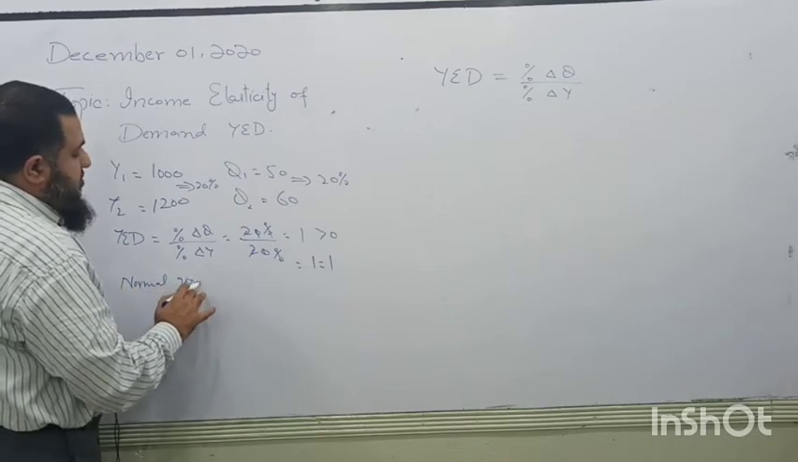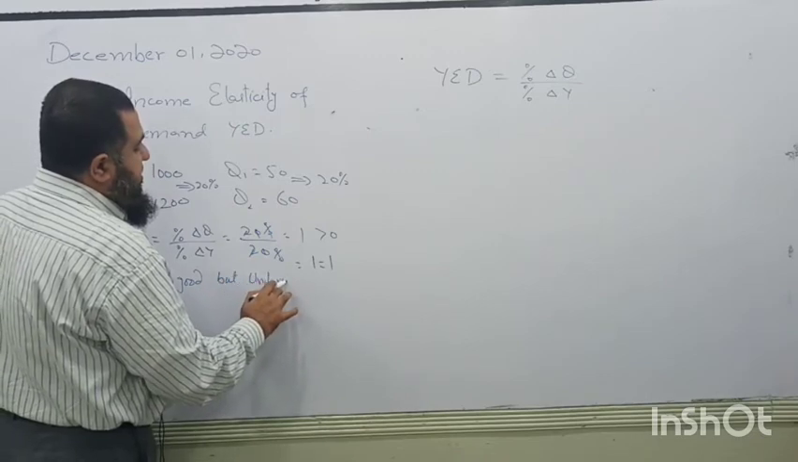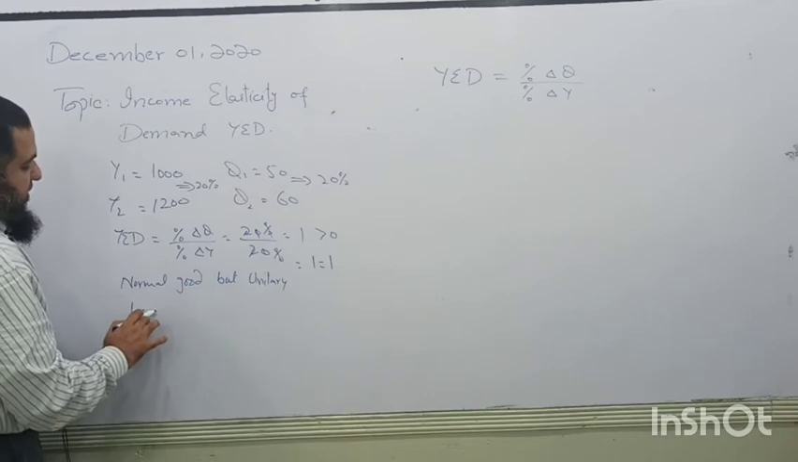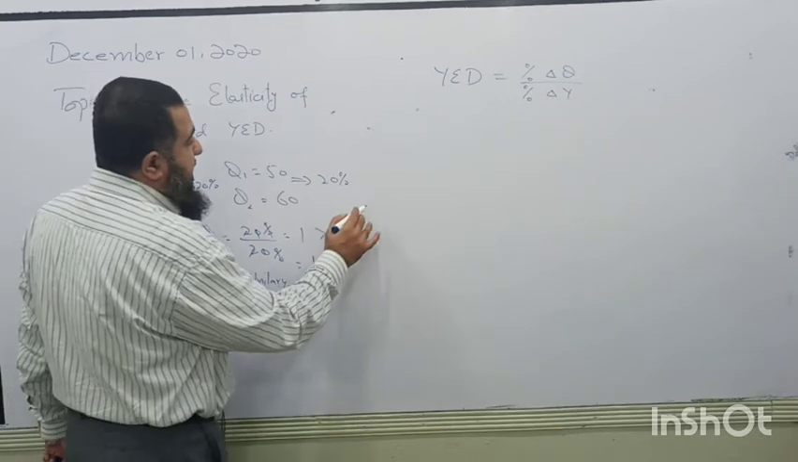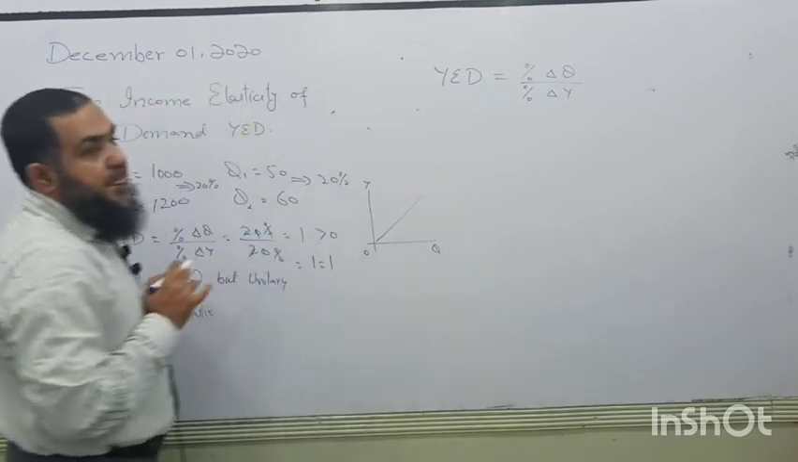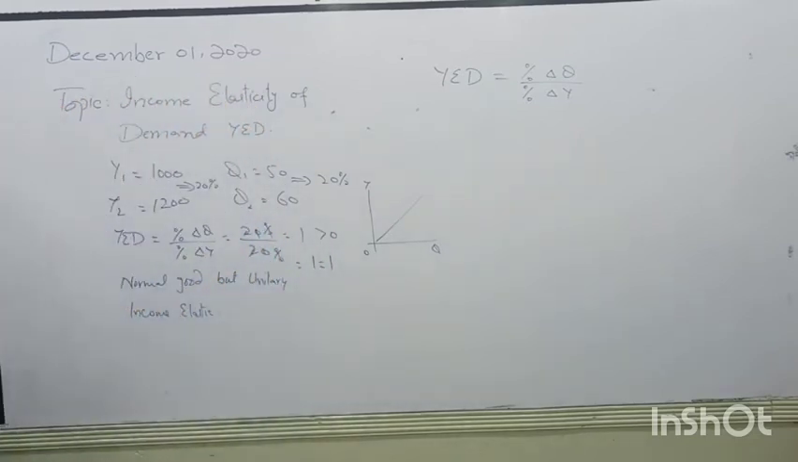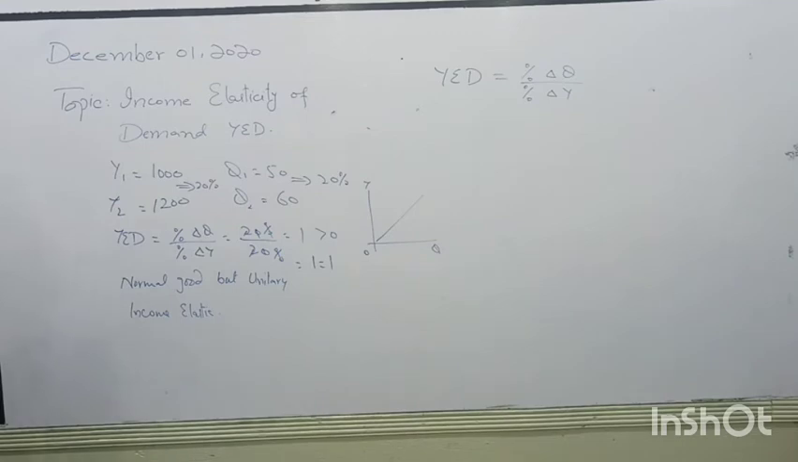So it is a normal good with unitary income elasticity. Unitary income elastic product. Now see over here, its graph can be like this. It is pointing towards the origin. The greater than 1 was pointing towards the y-axis, whereas the less than 1 was pointing towards the x-axis. Now it is pointing towards the origin. So we can find this is a unitary income elastic. This is again a third product which is having positive income elasticity.